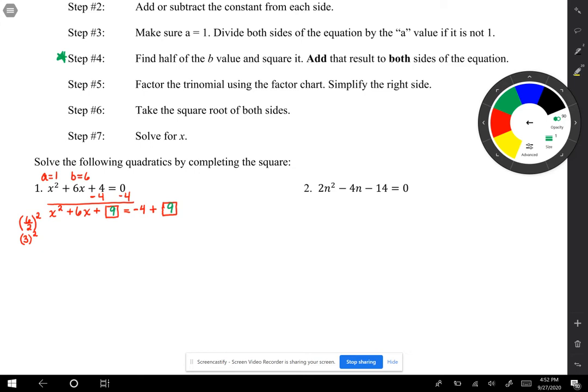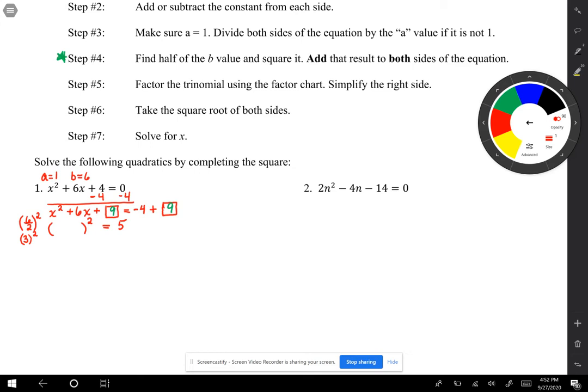Step 5, factor the trinomial using the x-factor chart. But I'm going to show you that you don't have to. So I'm going to show you a shortcut so you don't have to make an x-factor chart for x squared plus 6x plus 9. You can if you want to, but it's always wise to take a shortcut. And here's the shortcut. Parentheses, parentheses, squared, equal, and negative 4 plus 9 is 5. Don't make a mistake over there.